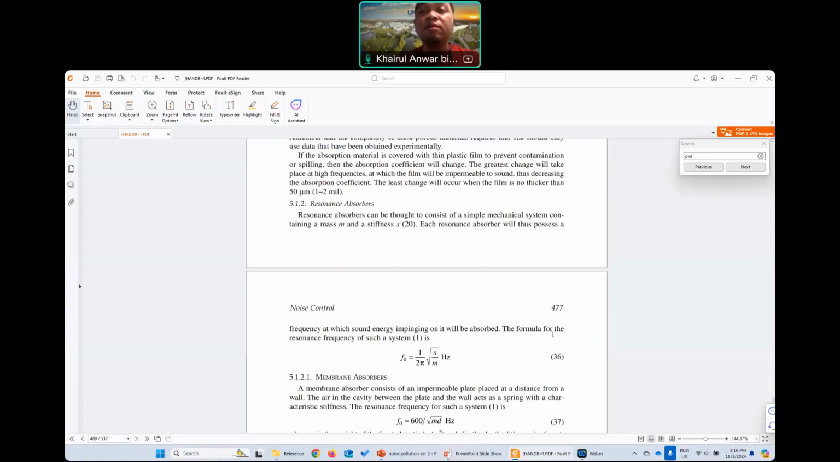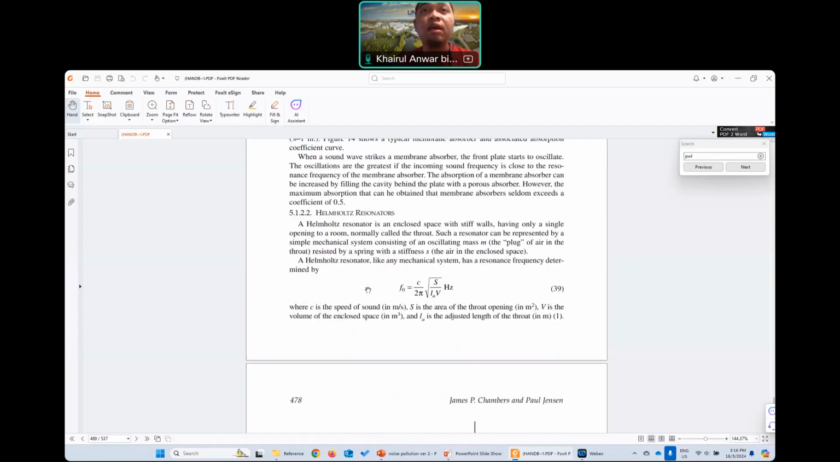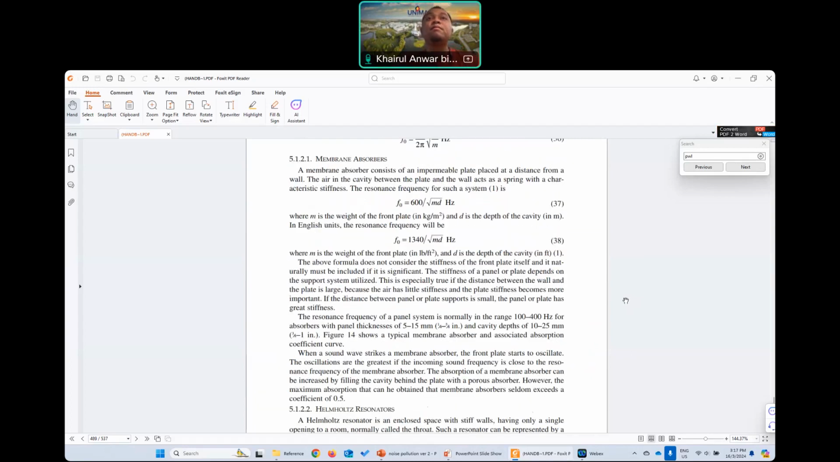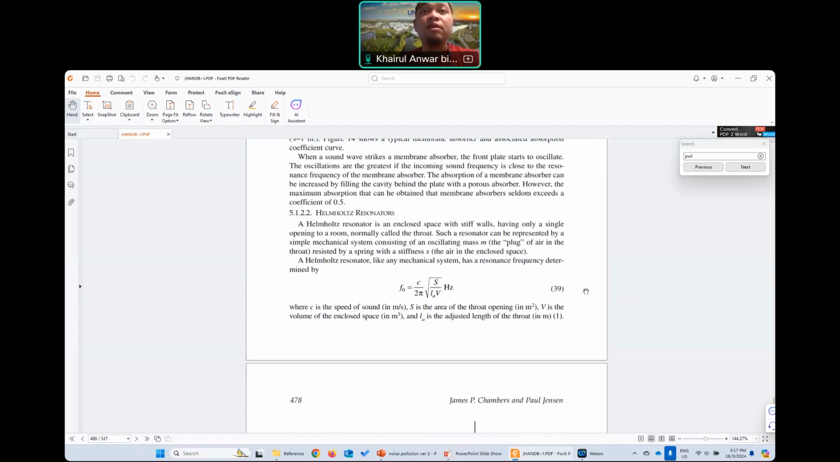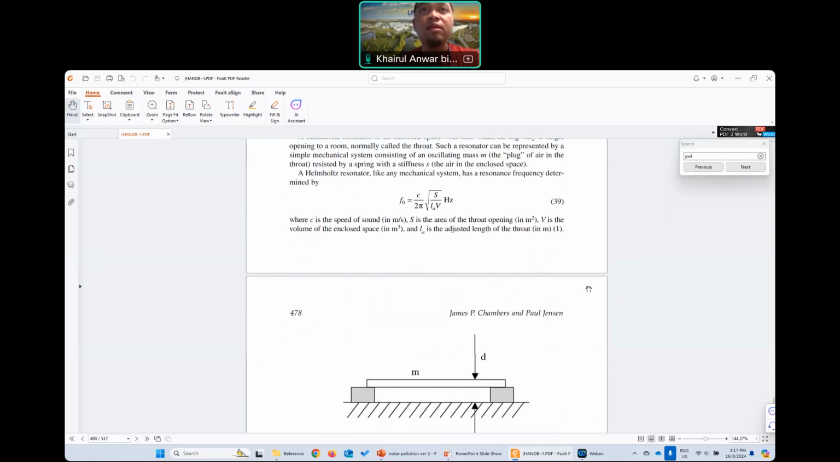The formula for the resonant frequency of such a system is F naught equal to 1 over 2 pi times the square root of stiffness over M, in hertz. Then the absorber is a Helmholtz resonator. So those who do research for sound usually opt for the Helmholtz resonator.